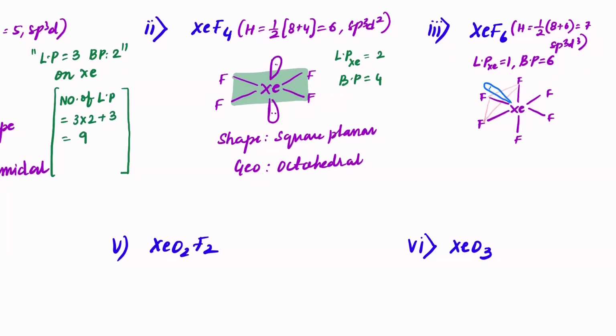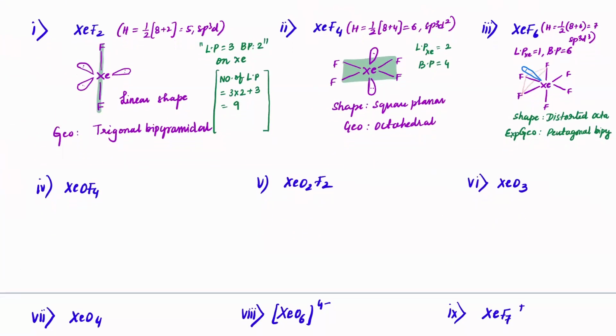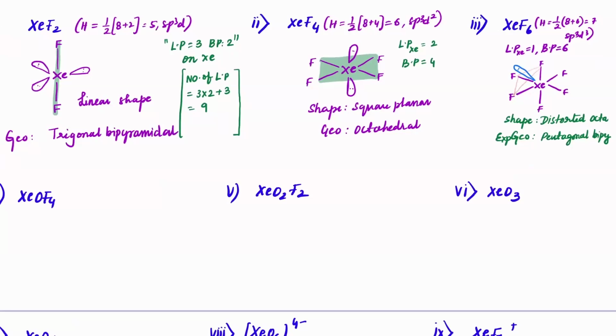So that makes the shape distorted octahedral, while the geometry will be pentagonal bipyramidal. This is the expected geometry. Expected geometry is pentagonal bipyramidal, but the shape is distorted octahedral. Please make a note of the first three cases.